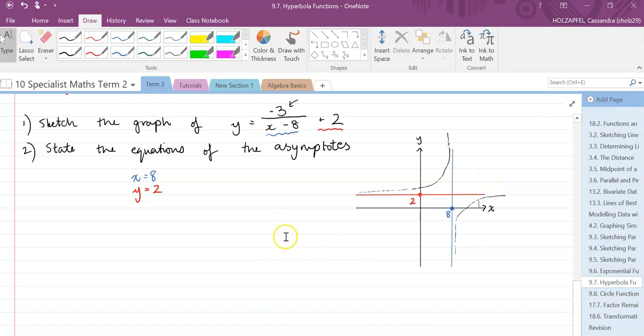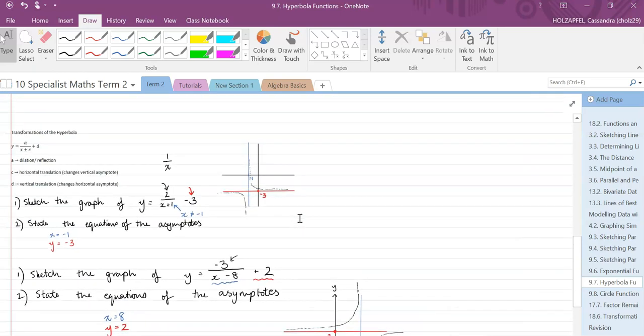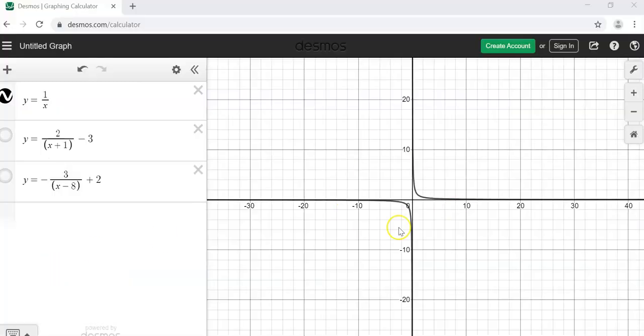So this was our second one. This was our first equation. Let's draw those in Desmos to see if we got it pretty close. So this is our parent function here, y is equal to 1 over x. So let's pop that first equation in to check. We should have shifted that down and across to the left.